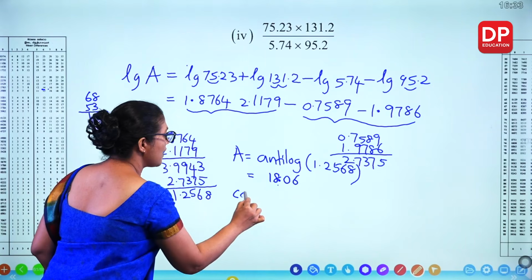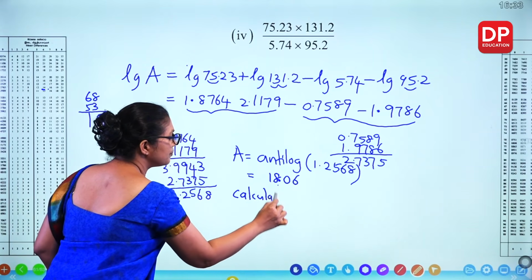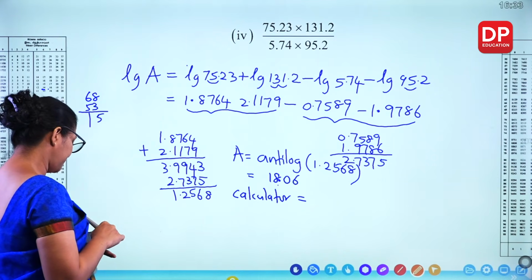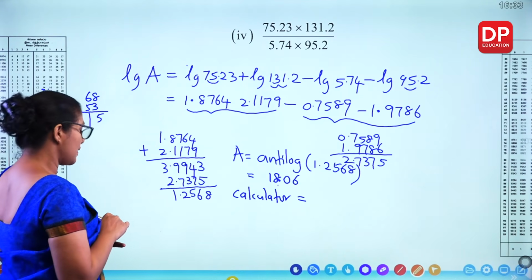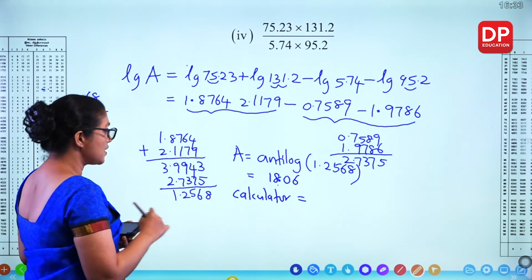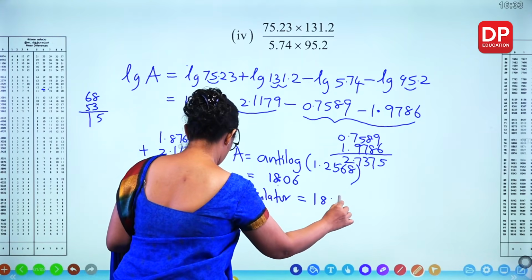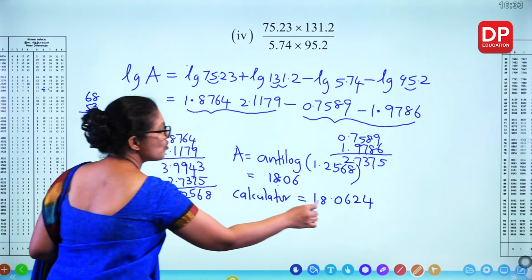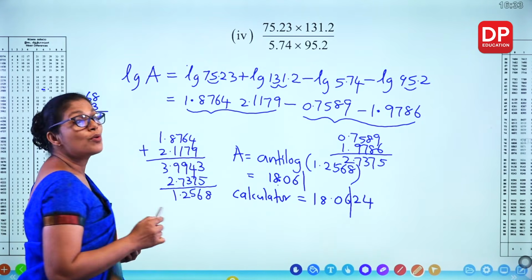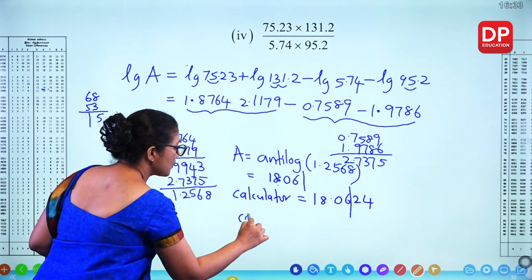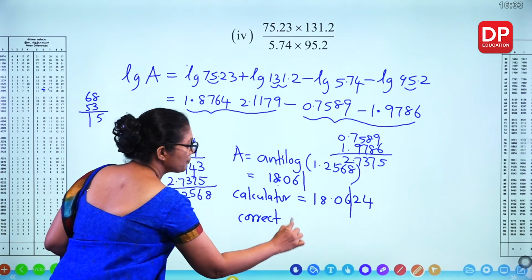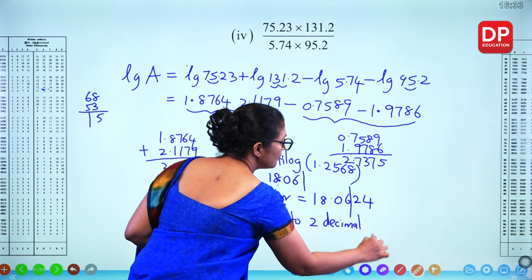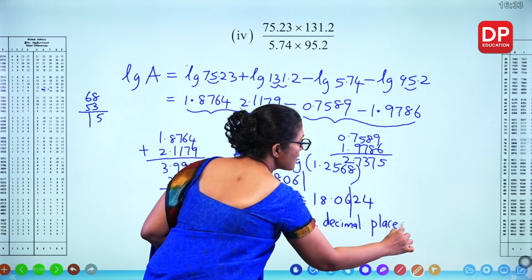18.06. Now we'll look at the calculator value. The calculator gives 18.0624. Here correct to 2 decimal place. The two answers are correct, correct to 2 decimal places. Both the answers are the same.